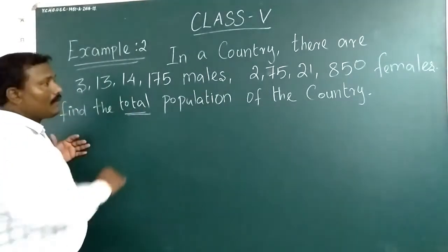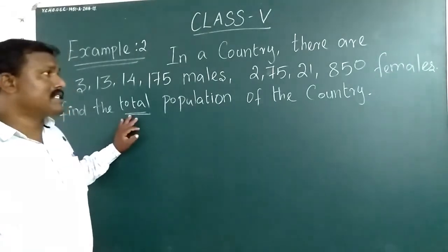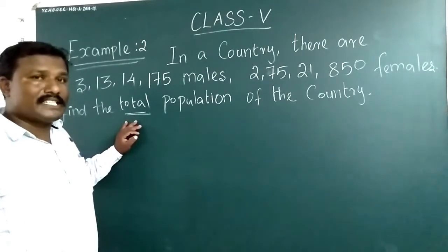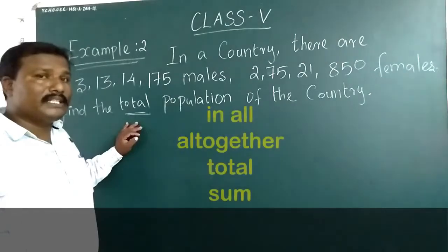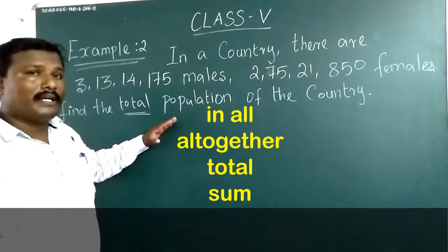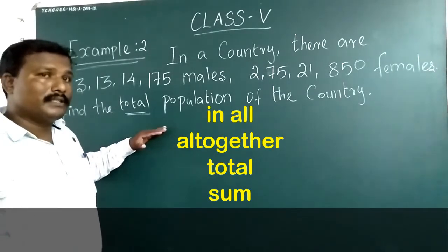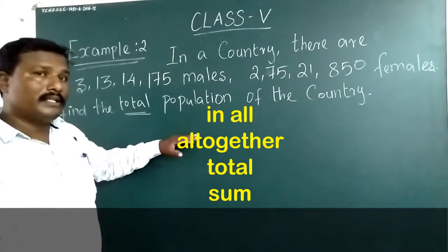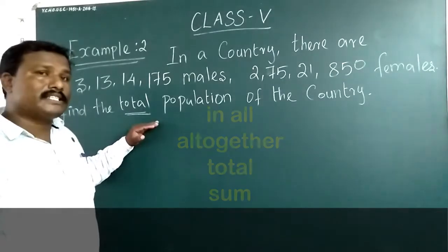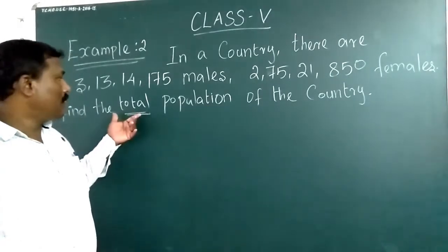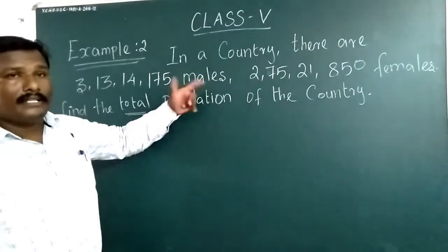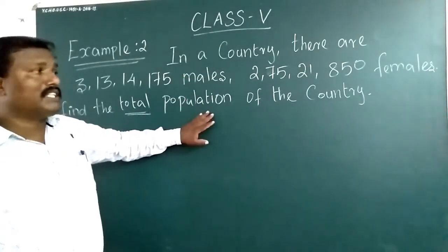Total. You have to listen to this word. Total means, as I already told you when we talked about addition properties and the terms we use in addition sums, words like sum and total mean that the sum is addition. So here the total word is there, so we need to add the given addends to find the total population of the country.